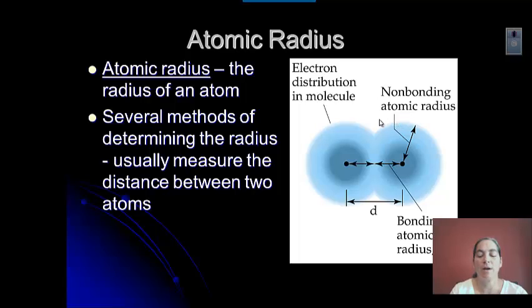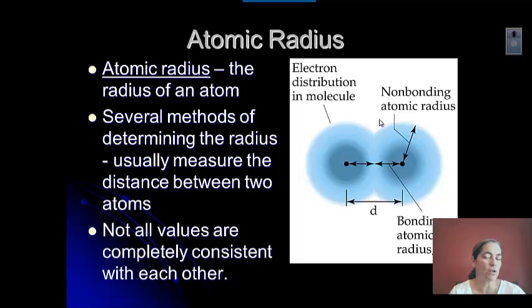So there are a couple of different ways, and so sometimes when you look up an atomic radius, you might find more than one value depending on the site that you look at. And you might see that one's a non-bonding atomic radius, which is the measurement to the edge. One is a bonding radius, which is the measurement from nucleus to nucleus.